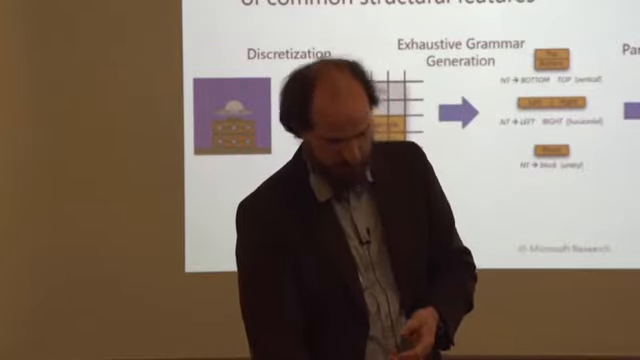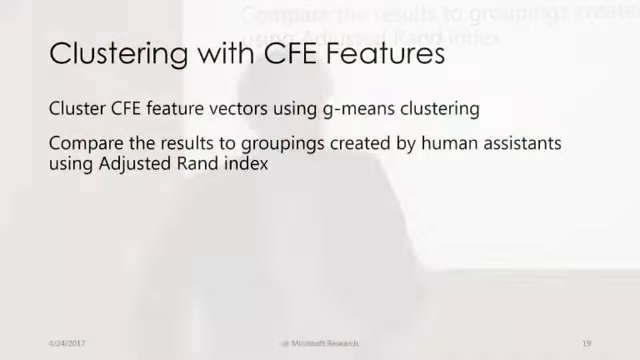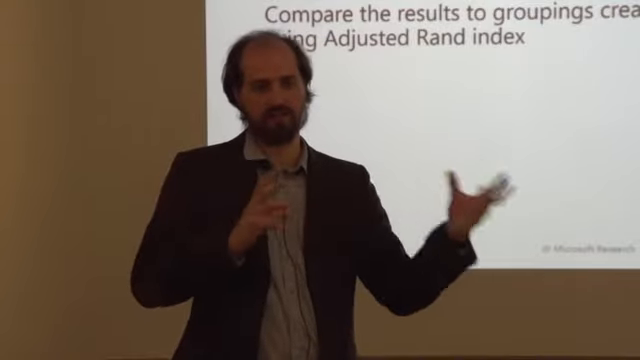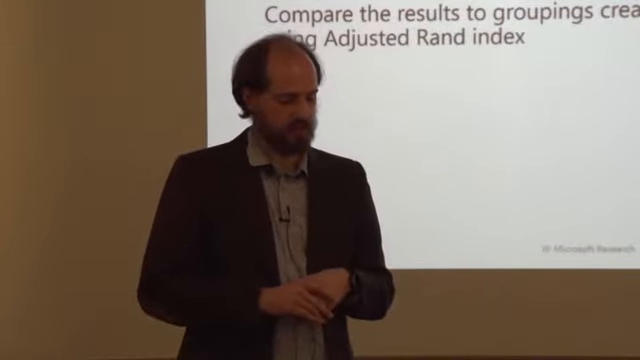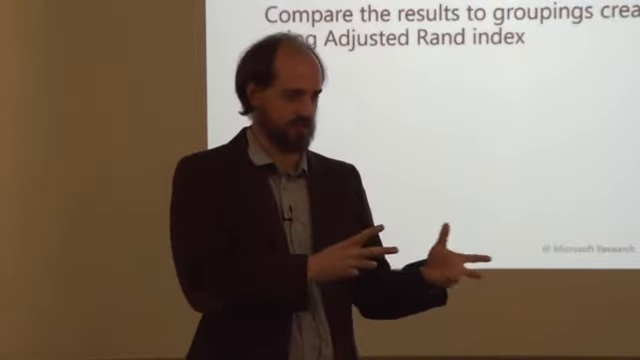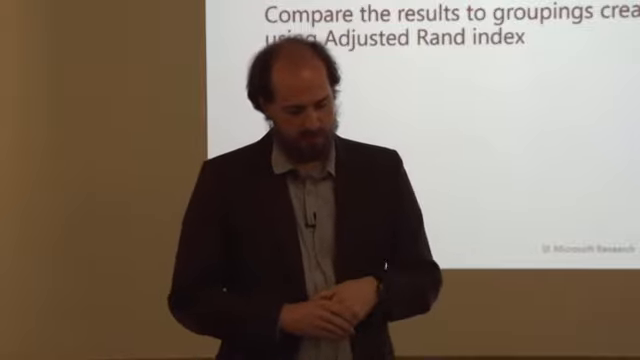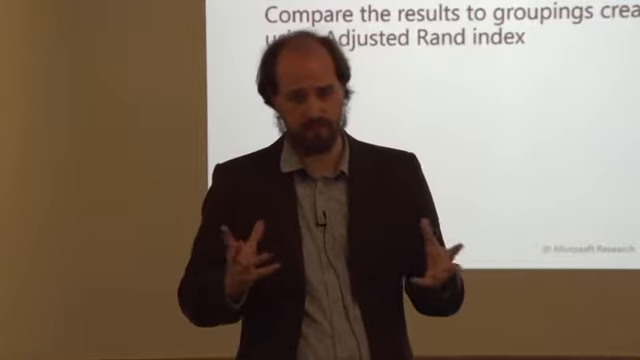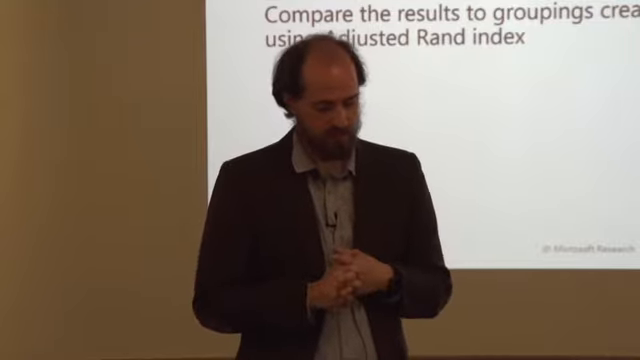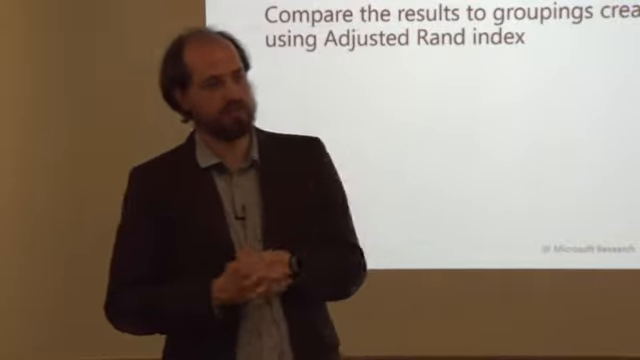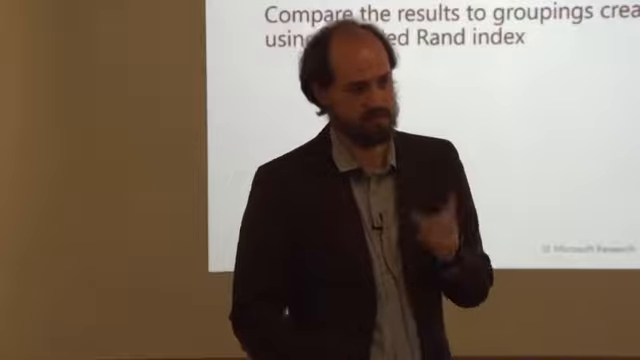And so to test whether or not this was a good idea, we had some human assistants take 3 levels in the game that are minimally constrained, and so they're likely to have lots of different kinds of ways to be solved. And we had human raters cluster a bunch of screenshots of solutions to those levels, and then we had conceptual feature extraction using a g-means algorithm, which is like k-means, but trying to make Gaussian clusters. And then we compared the resulting groupings against the human assistants using adjusted rand index, which is like Cohen's kappa, but generalized so they don't have to agree on a number of groups.